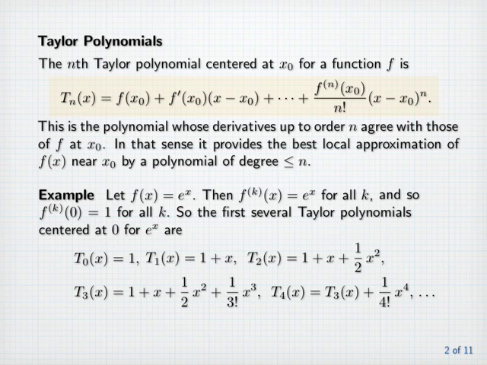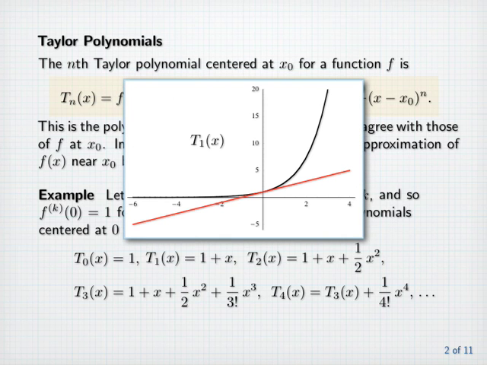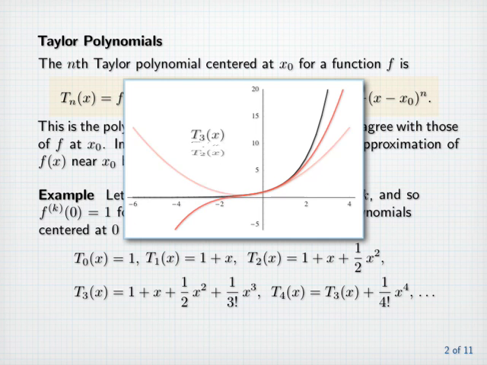Now let's have a look at the graphs of these compared with the graph of e to the x. Here's the graph of T1 of x. That's just the graph of the linear approximation to e to the x at x equals 0. Here's the graph of T2, followed by the graph of T3, the graph of T4, then T5, T6, T7, T8, T9, T10, and finally T11.